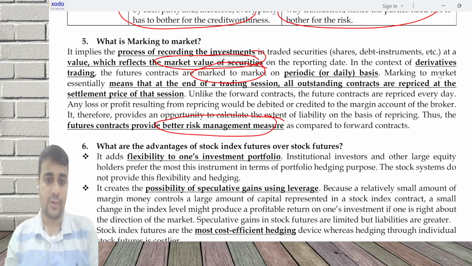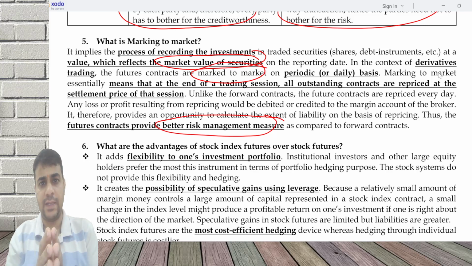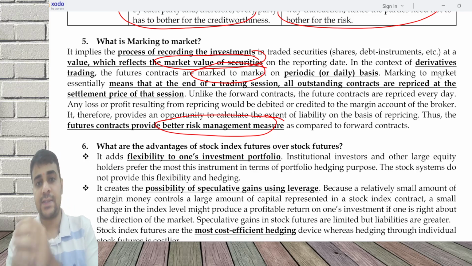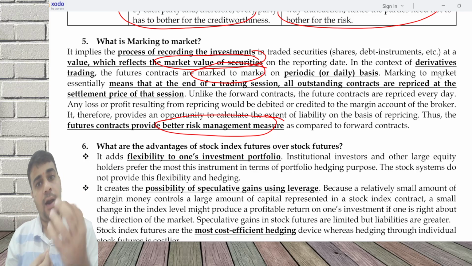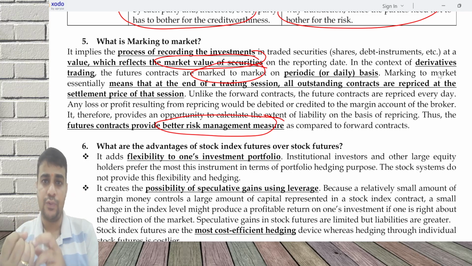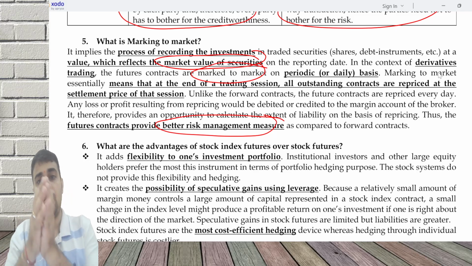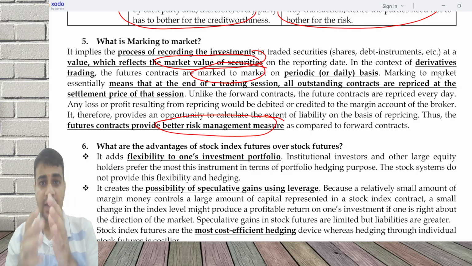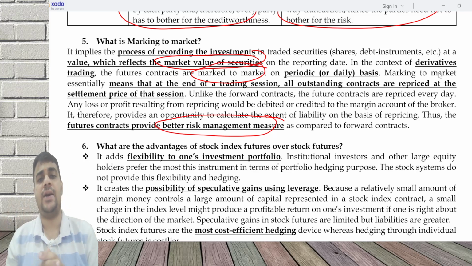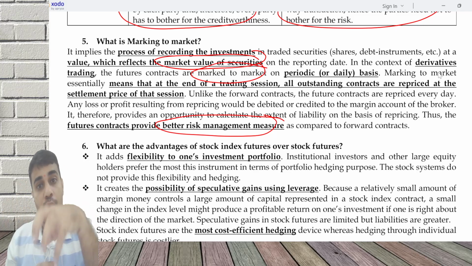What are the advantages of stock index futures over stock futures? See, futures is basically a contract on an underlying asset. The underlying asset can be a stock index like Nifty or Sensex. Nifty consists of 50 shares, Sensex consists of 30 shares. Or it can be an underlying stock like TCS futures or ICICI Bank futures. So with a stock index vis-a-vis a stock future, because the index consists of so many shares, the manipulation will be on the lower side. It can help us in hedging an overall portfolio.